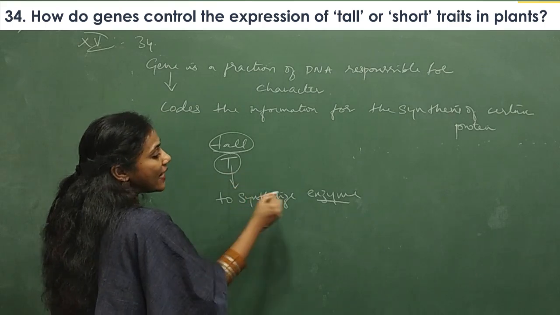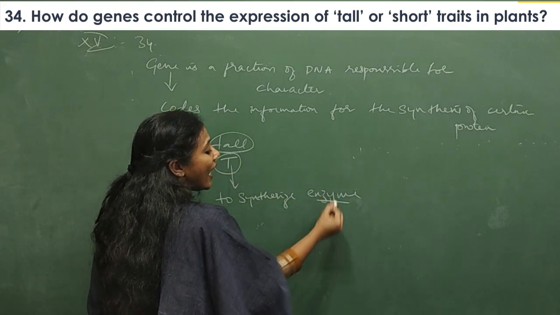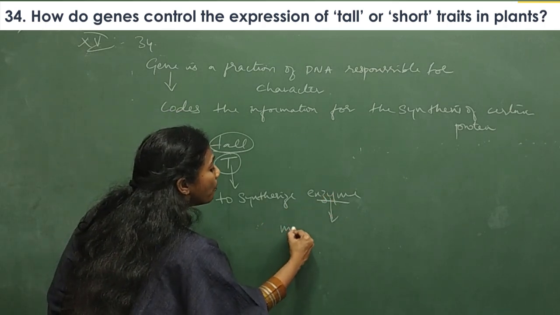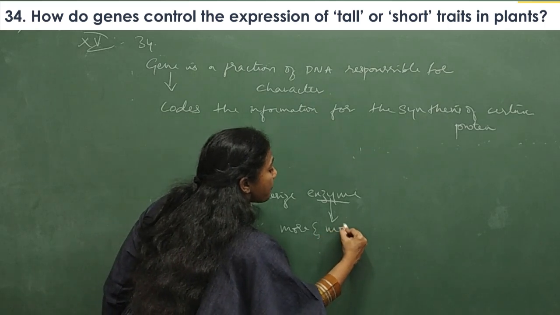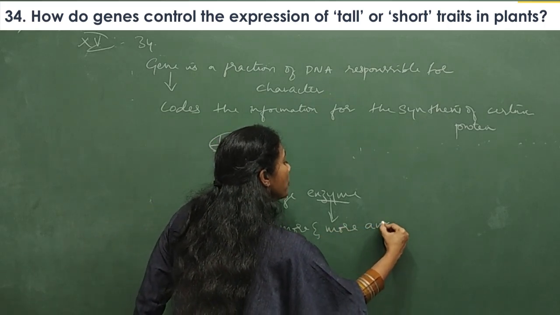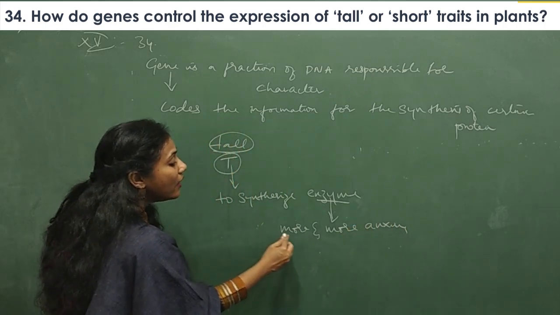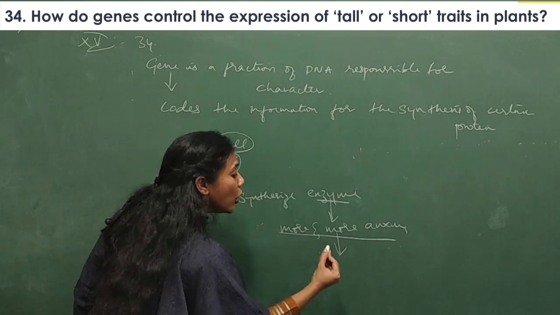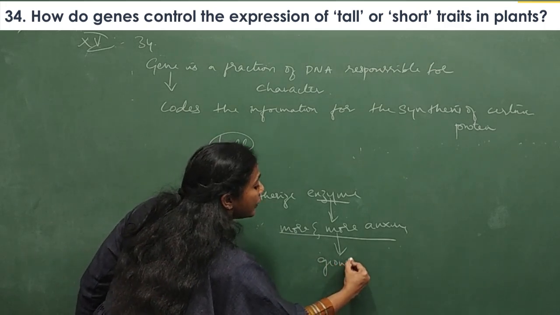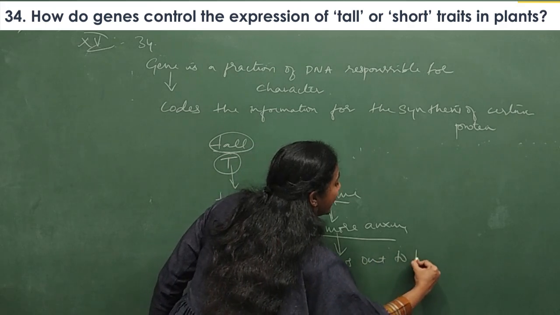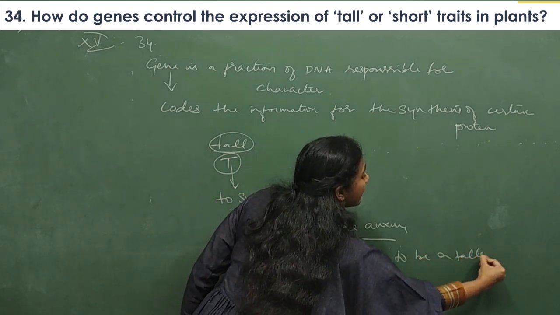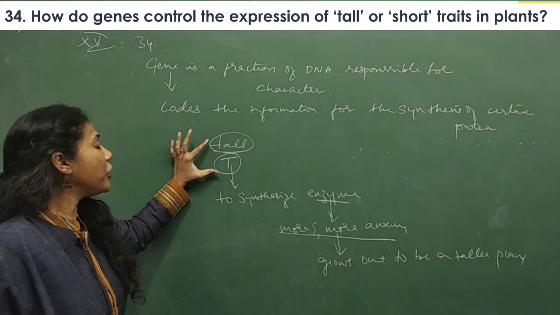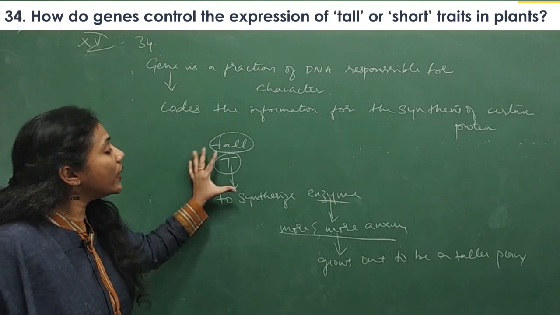And once it synthesizes a particular enzyme, that enzyme is responsible for the production of more and more auxins. So when you have more and more auxins in a plant body, what happens? Automatically the plant grows out to be a taller plant. Yes or no? The plant grows out to be a taller plant, right? It is because the plant has a gene for tallness. This gene is coding the information.